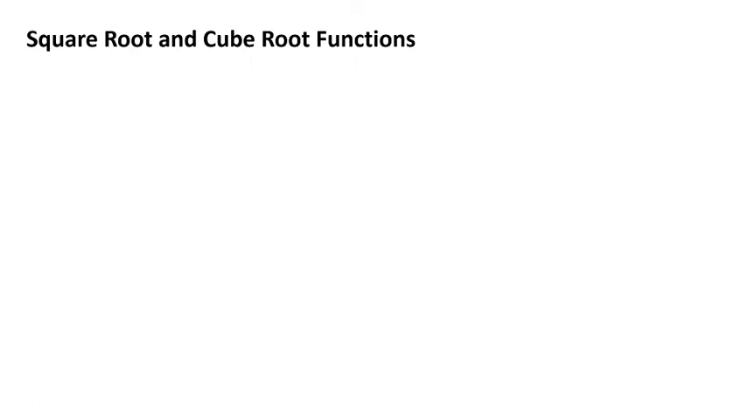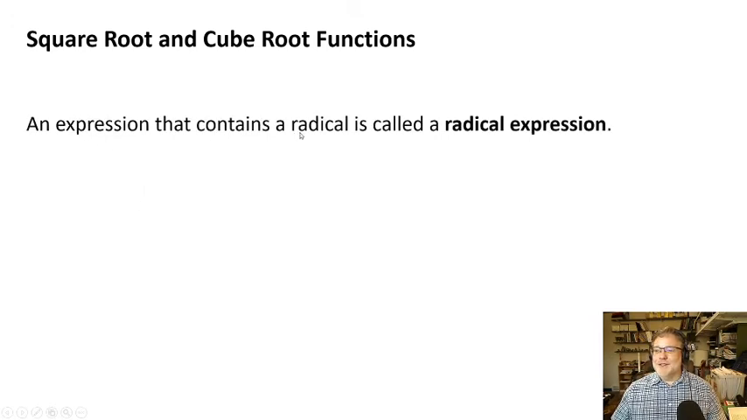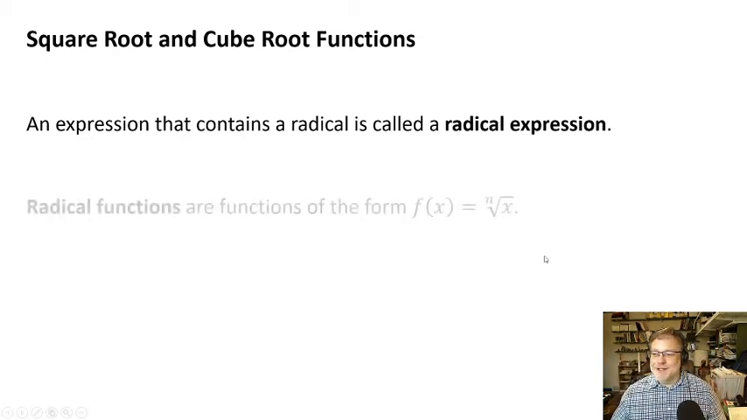Since we're starting to see how these things behave, we can start to talk about square root and cube root functions. These are functions that involve, well, square roots and cube roots. So an expression that contains a radical is called, creatively enough, a radical expression. That's similar to what we were seeing before, the square root of 2t plus 1. That would be a radical expression.